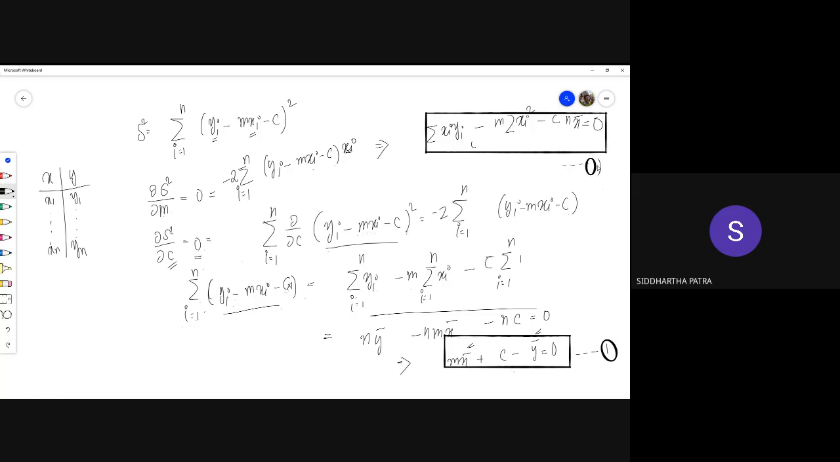And once you solve these two equations, you have the values of m and c. Basically you solve them just the way you solve any linear equation, right? So you can substitute for this. For example, I can write c equals y bar minus m x bar. Just substitute it over here and then you have the value of m.